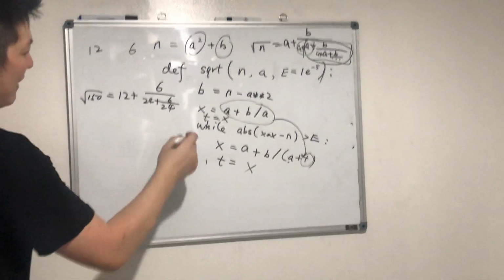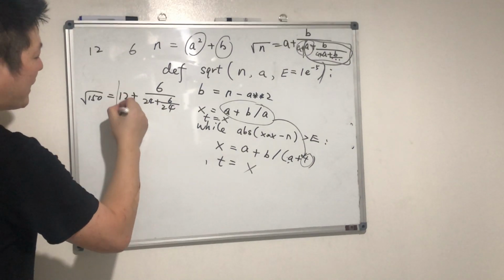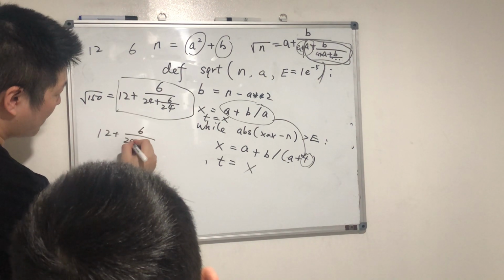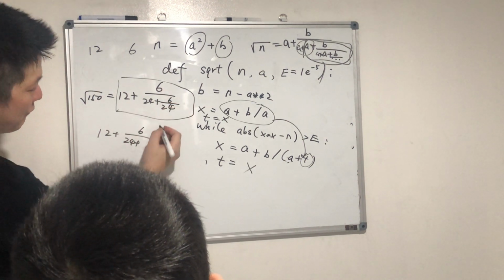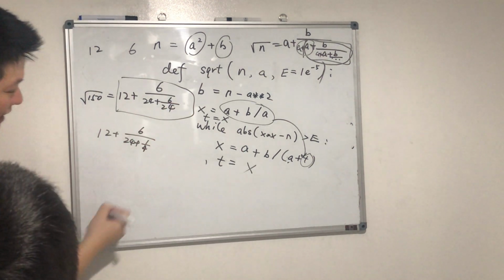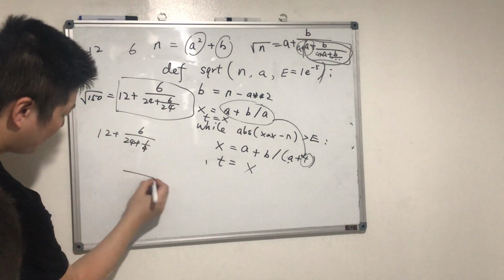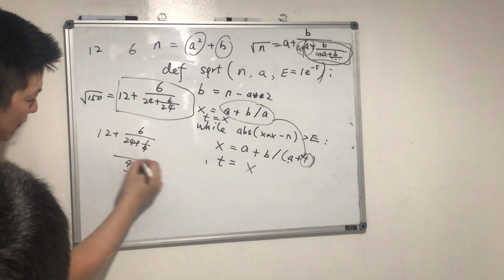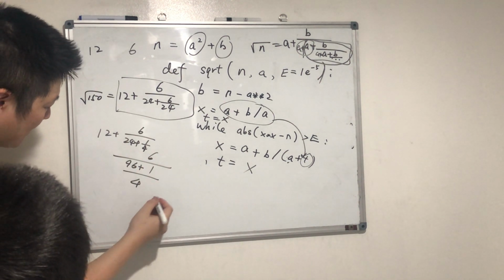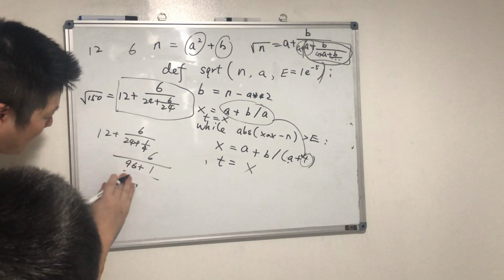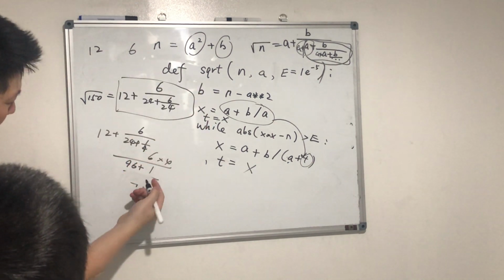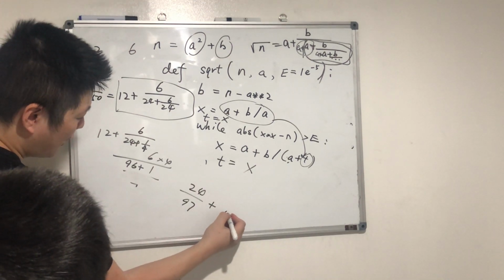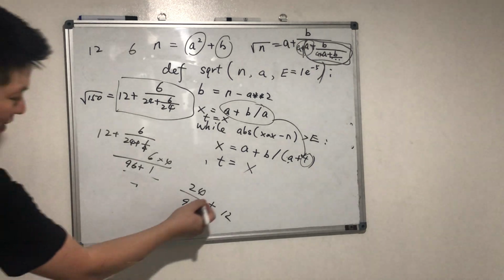You can't divide it by 24 yet, so let's do this bit. 12 plus 6 divided by 24 plus a quarter. A quarter of 6 is 1.5, and 4 times 24 is 96, plus 1, so that will be 97 over 24, plus 12. So what's this number?